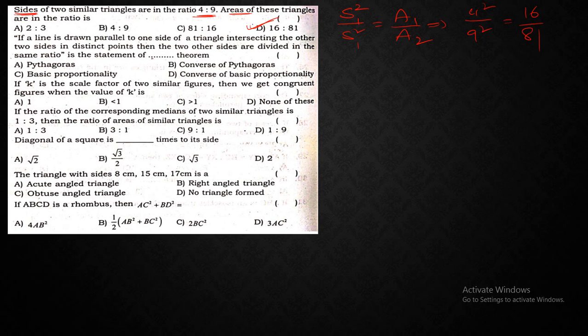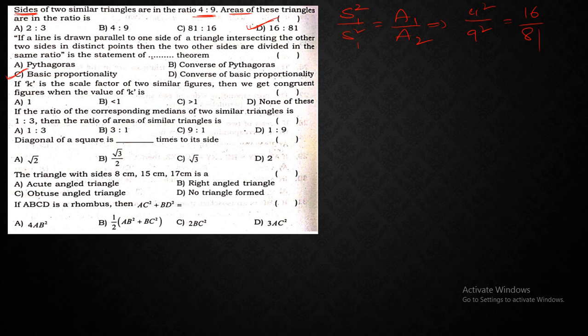Next, if a line drawn parallel to one side of the triangle intersects the other two sides in distinct points, then the other two sides are divided in the same ratio. Then what is this statement? This statement is nothing but the basic proportionality theorem only, no? If it is parallel, then it divides in the same ratio, so it is the basic proportionality theorem. The converse of the basic proportionality theorem says that if it divides in the same ratio, then it is parallel, right?